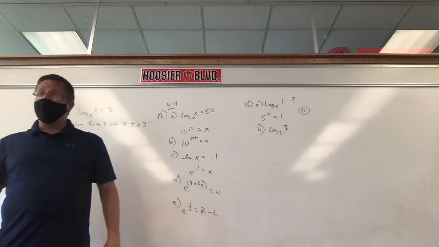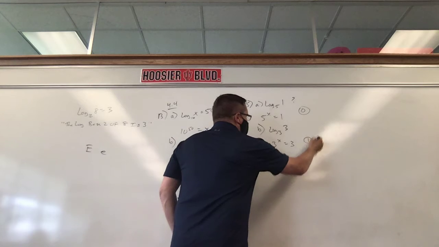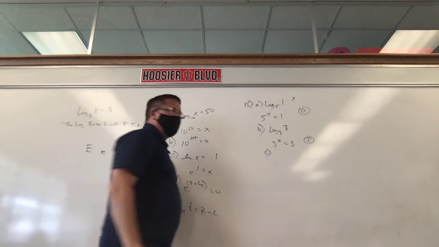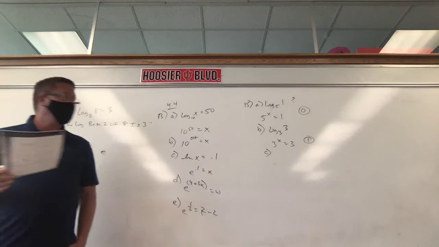3 to the first power is 3. And again, 3 to some power is 3. You don't need to rewrite it like that unless it makes it easier for you. It's not because 3 times 1 is 3, it's because 3 to the power of 1 is 3.